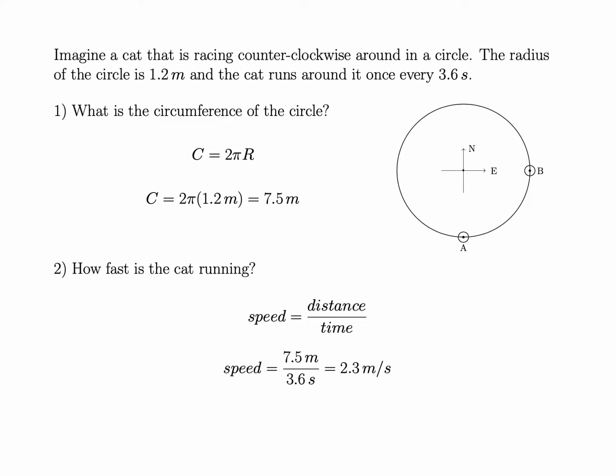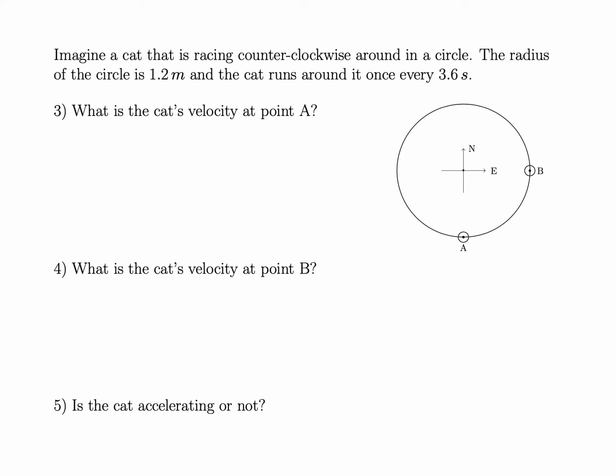So that's all well and good. Maybe it's just a warm-up for what we really want to know. What if the question was a bit more specific? And that is, what's the cat's velocity at point A? And also, what's the cat's velocity at point B? We really want to know if they're the same or not. That's the whole point of this video.